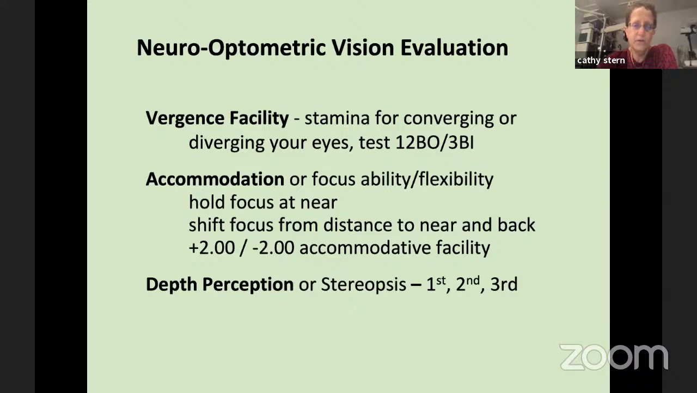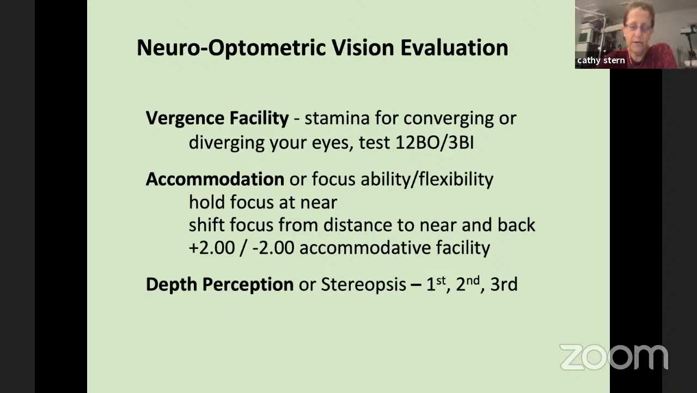In terms of accommodation, I want to look at how they can shift from distance to near and also how well they can hold it at near. But that shift really tends to be more of the issue for a lot of patients. And I can test that with a ±2 flipper. I also sometimes just put some letters up on the wall and I have the patient looking at some reading material and just ask them to look back and forth and see how stable it stays for them.